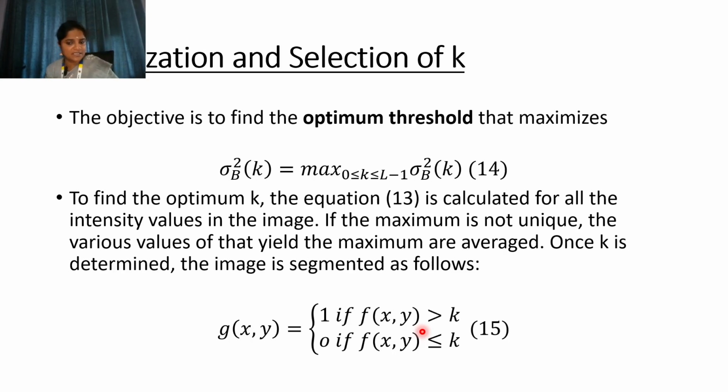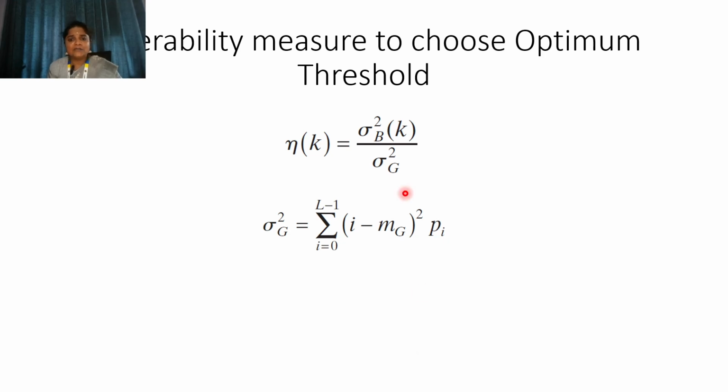Hope the concept is clear to all of you. So finally, after choosing the optimum k, we go for segmentation. g of x comma y is going to be my segmented image. The value is going to be 1 if f of x comma y is greater than k, and it is going to be 0 if f of x comma y is less than or equal to k. So this is one of the factors, the separability measure.